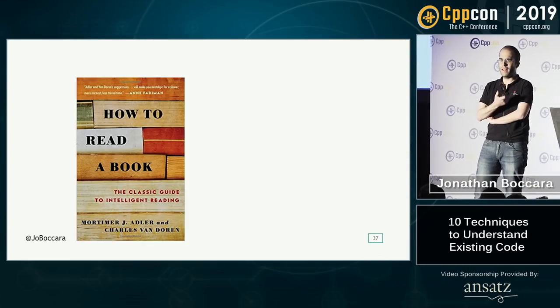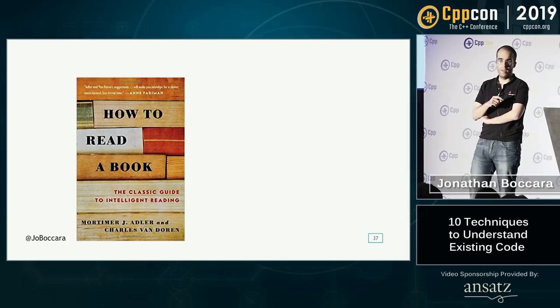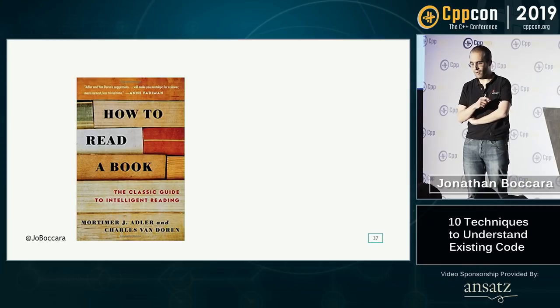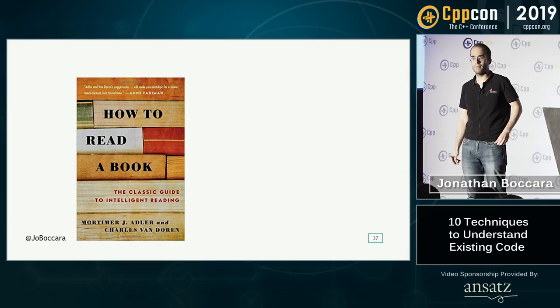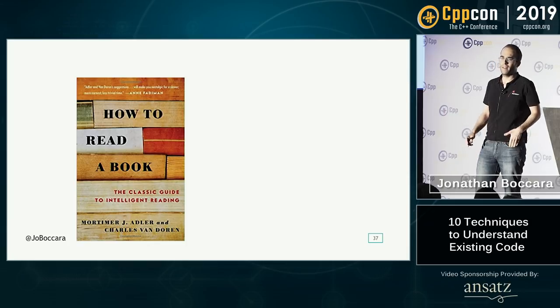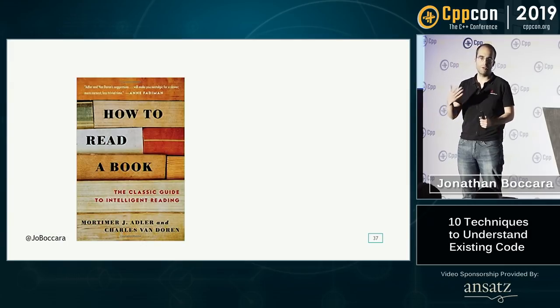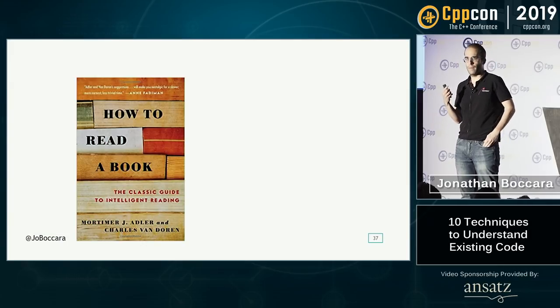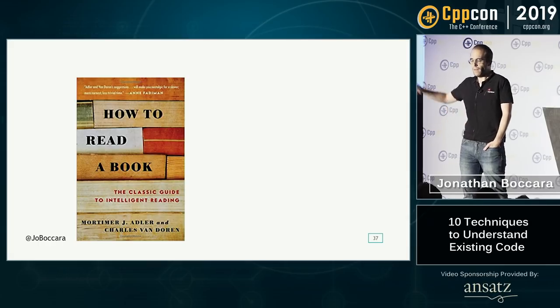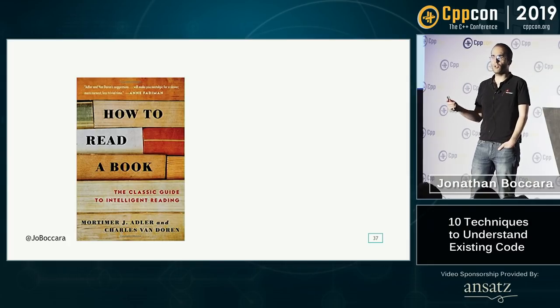To find information about that, there's this book that has been a bestseller since 100 years ago when it came out. It's called How to Read a Book, and it's about nonfiction books. It covers how you should approach reading a nonfiction book to get the most information out of it in the least amount of time possible. So plenty of things in that book. There are a few principles we can draw from it and apply to reading code.